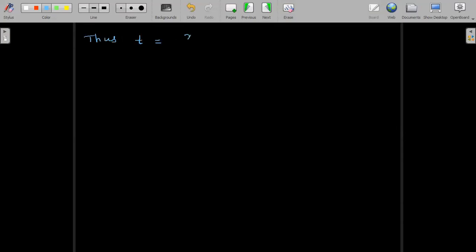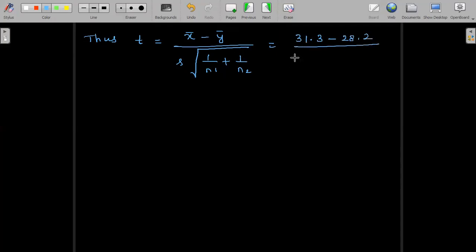X bar minus Y bar, the whole divided by S into square root of 1 divided by N1 plus 1 divided by N2. X bar is 31.3 minus Y bar is 28.2, the whole divided by S, just now we obtained 2.3016, multiplied by square root of 1 by 7 plus 1 by 6, that is 1 by N1 plus 1 by N2.